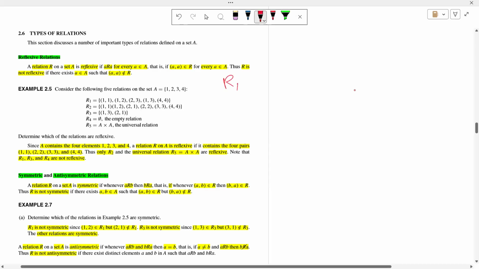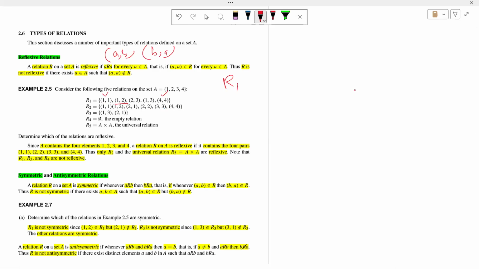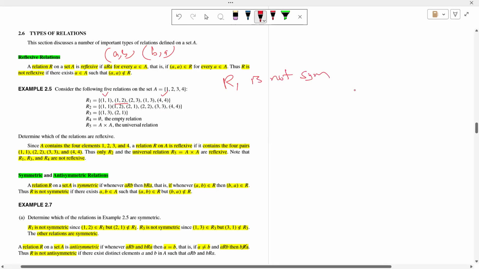So the first ordered pair is 1 comma 1, right? So definitely A comma B and B comma A are the same for the same element, right? This is correct. So similarly, for all the same-element pairs, we don't need to worry about that one. Now the second one, 1 comma 2 is there, right? We need to check whether 2 comma 1 is there, but here 2 comma 1 is not. So R1 is not symmetric, right? Then you don't need to check the others.